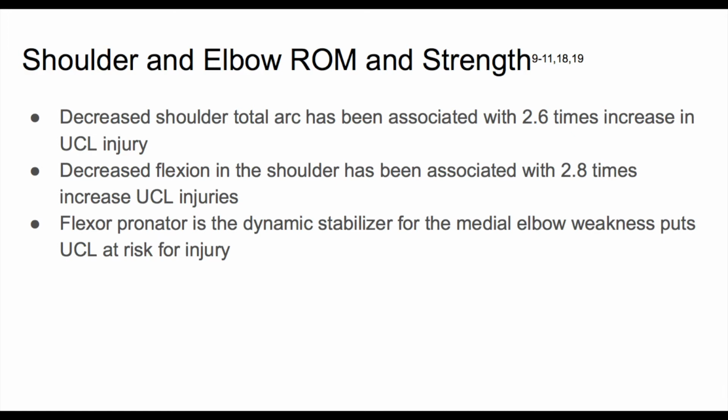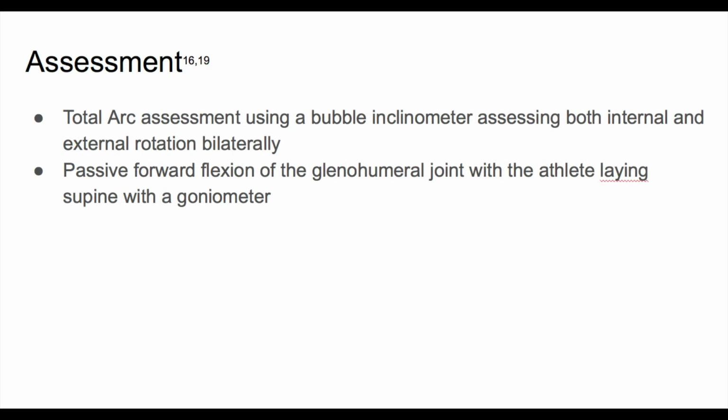The flexor pronator group is the dynamic stabilizer for the medial elbow. Weakness here puts the UCL at risk for injury. Many times this weakness is found from fatigue from overthrowing. On assessing these athletes, total arc assessment is crucial. Szymanski et al. found that a side-lying position was more reliable than the supine position when assessing total arc of the athlete. Through the use of a bubble inclinometer, we assess both the internal and external rotation and add those together to compare the throwing side to the non-throwing side to get our difference in total arc assessment.